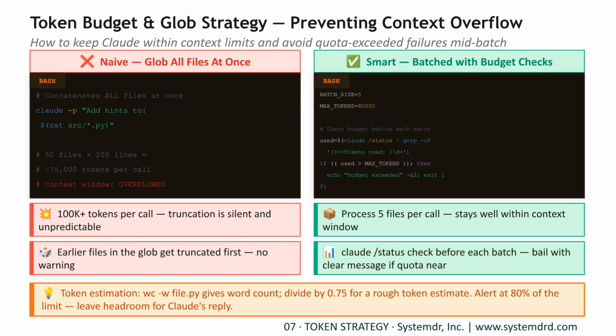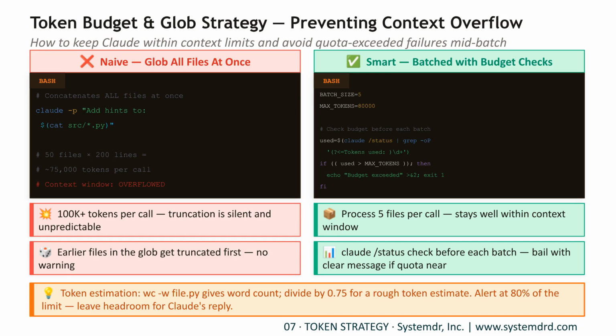The WCW trick for token estimation is a useful heuristic. Count the words in a file, divide by 0.75, and you have an order of magnitude token count. It overestimates slightly for code, which is fine. You want to err on the side of underutilizing your budget rather than hitting the limit mid-batch.